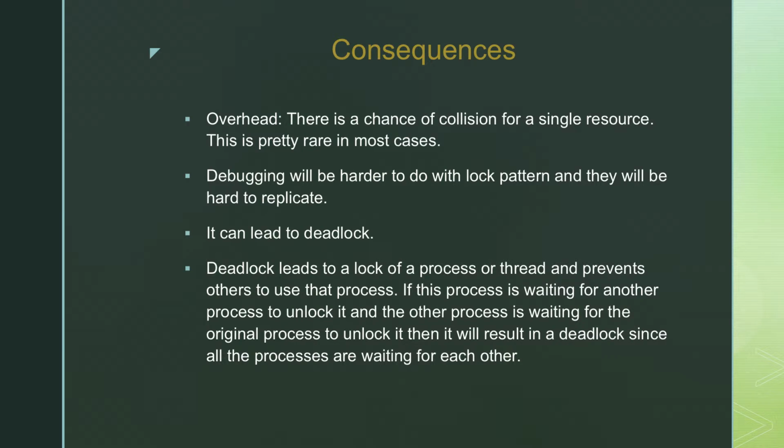So what are deadlocks? Deadlocks lead to a lock of a processor thread and prevent others from using that process. The process is waiting for another process to unlock it, and the other process is waiting for another process to unlock it, and that process is waiting for the first process to unlock it. So they're all waiting on each other to unlock each other. Then they're stuck in a deadlock since none of them can unlock each other because they're all locked out.